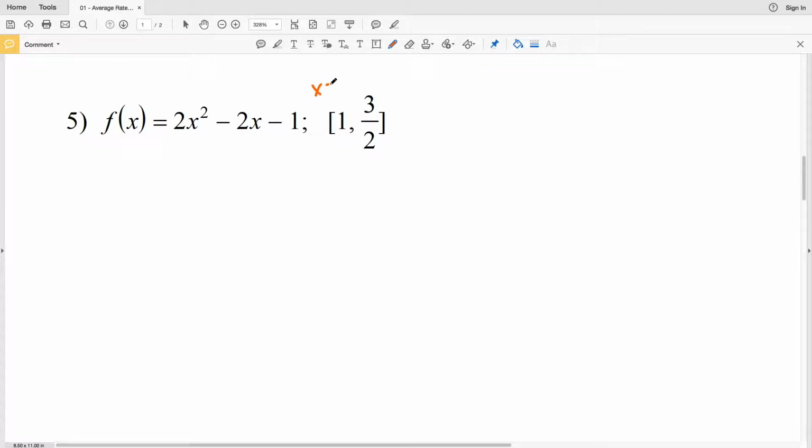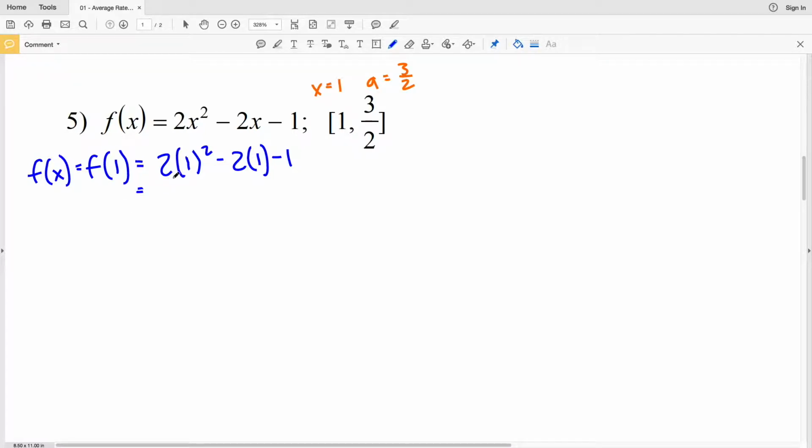For number 5, our x is equal to 1, and our a will be equal to 3/2. So for f of x, I'll use f of 1, so plugging 1 in for x, we will get 2 times 1 squared minus 2 times 1 minus 1, which 2 times 1 squared is 2, minus 2 times 1 will be minus 2, and then we're subtracting 1. So 2 minus 2 is 0, minus 1 is negative 1. So f of 1 equals negative 1. Now let's find f of a, which is f of 3/2.